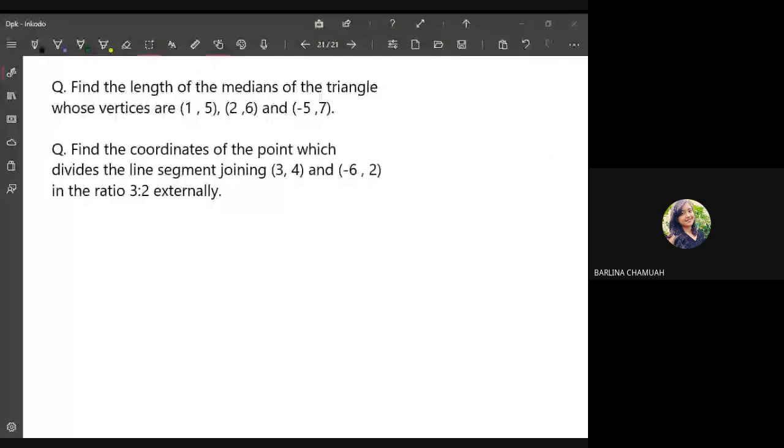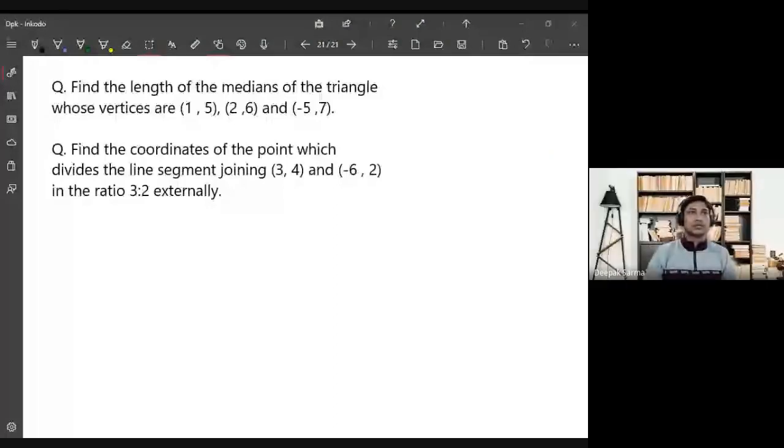Now consider the next question. Can you read it? Okay. What to do? So it's very simple. You have to use the second formula, because it is external. External means the point is outside the given points. So here one point is 3, 4, somewhere here. The other point is minus 6, 2.